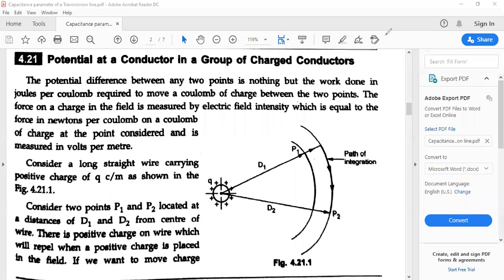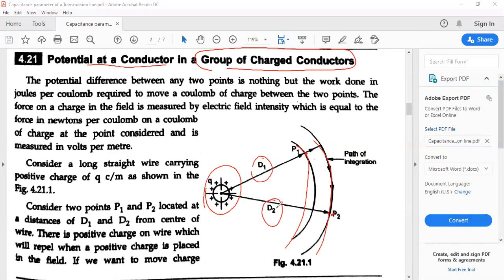Okay, we are going to the next topic, which is potential at a conductor in a group of charged conductors. I need to find out the potential of a single conductor which is present. Here I have taken the cross-sectional area of a group of charged conductors. What it means here is, I have two cross-sectional areas, which are at points 1 and 2, and d1 and d2 are the distances. As you can see, this is the path of integration, and the distances are d1 and d2.